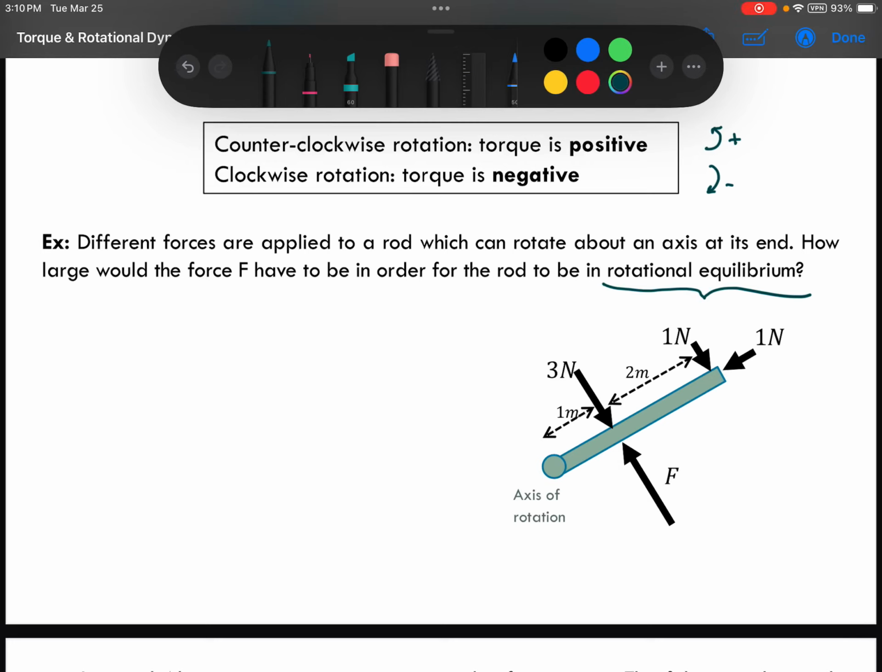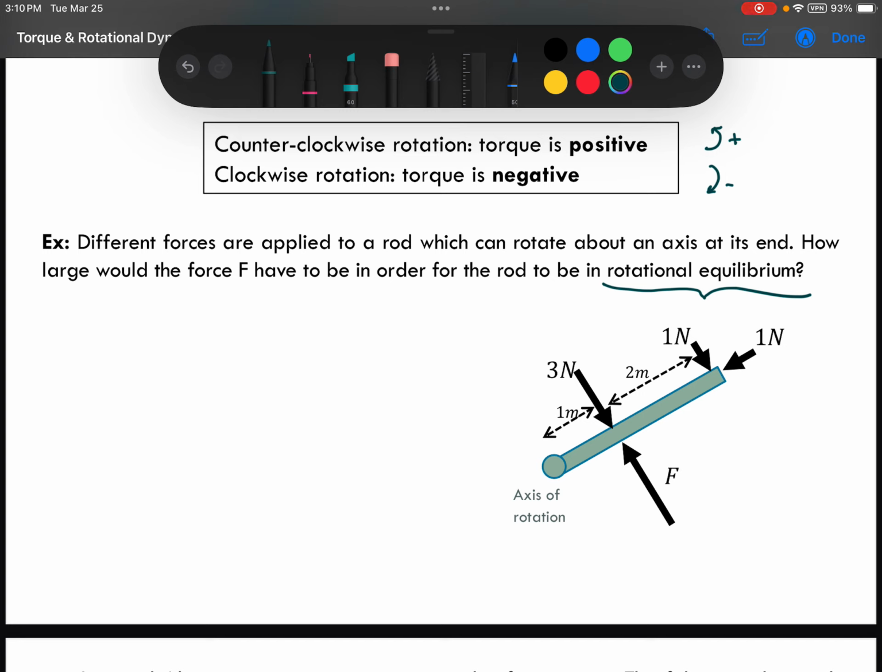All right, let's look at our next example. Different forces are applied to a rod which can rotate about an axis at its end. How large would the force F have to be in order for the rod to be in rotational equilibrium?